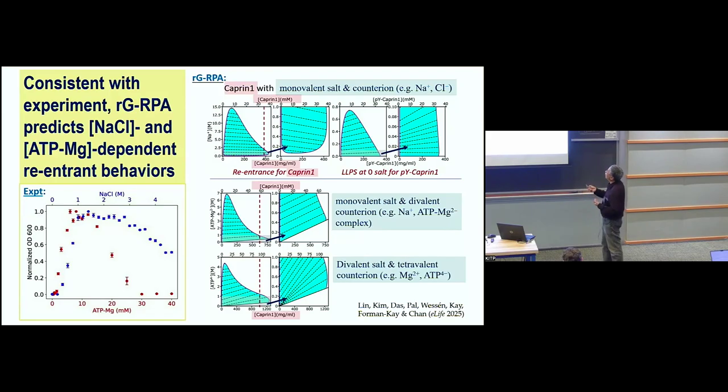If you look at this phase diagram, you can see that RG-RPA predictions are consistent with experiment. Here you don't have phase separation when you have 0 sodium, but then you go through a phase separation regime and then the condensate dissolves again. For pY-Caprin-1, you don't have this trend. And for ATP, you also have this trend.